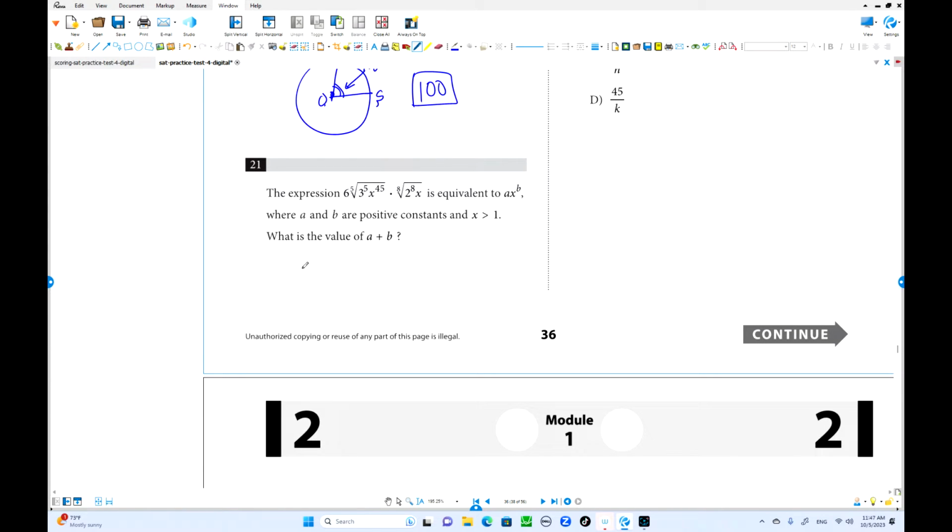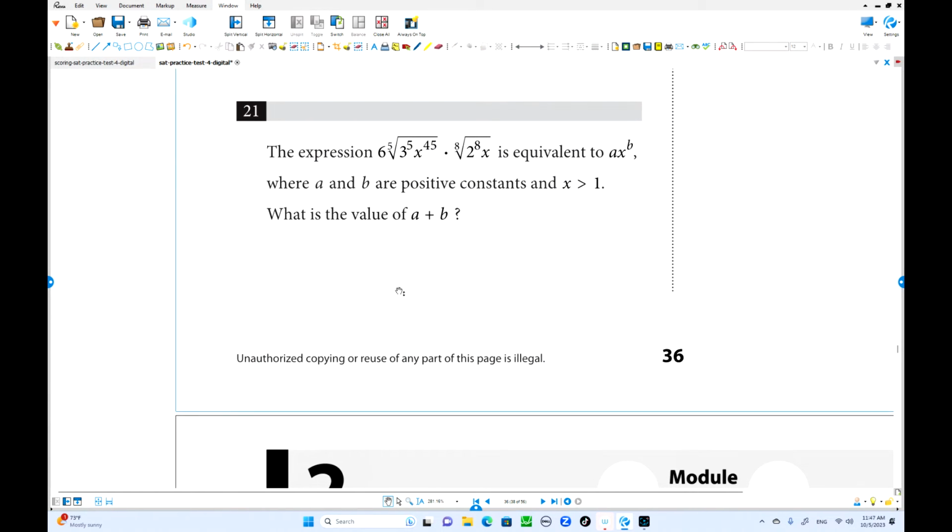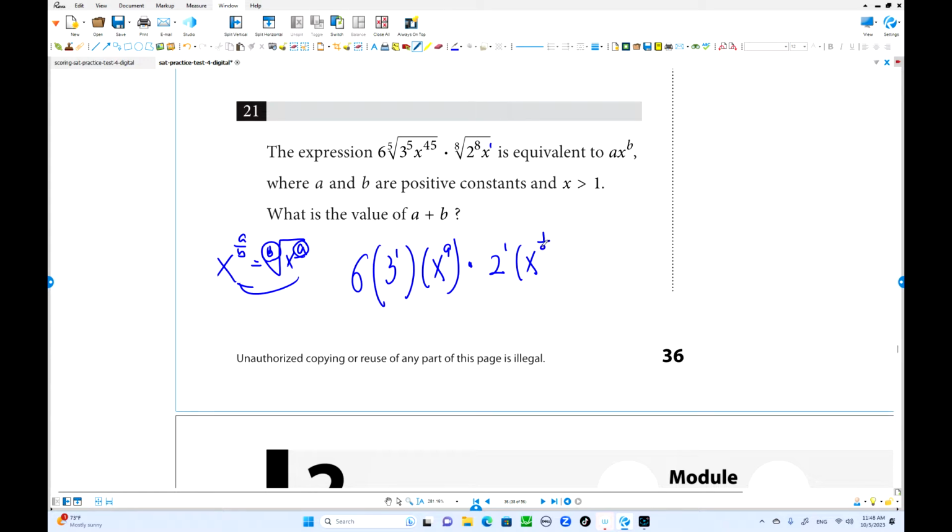And the number 21, express in exponent form, okay? So 5 over 5, the first one is what? You understand, right? X to the A over B equals what? B's root X to the A, right? When you go back over here, A over B, okay, so 6 times 5, 3 to the 1. 5 over 5 is 1. X to the 1. 45 over 5 is 9, okay? And times 8. 2 to the 8 over 8 is 1, okay? So X to the 1. 1 over 8 is 1 over 8.